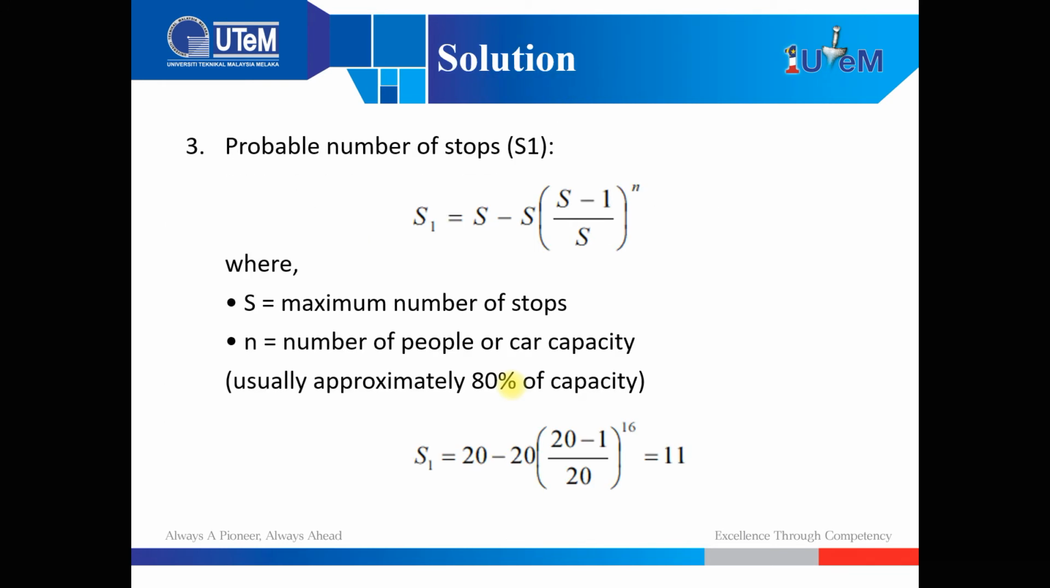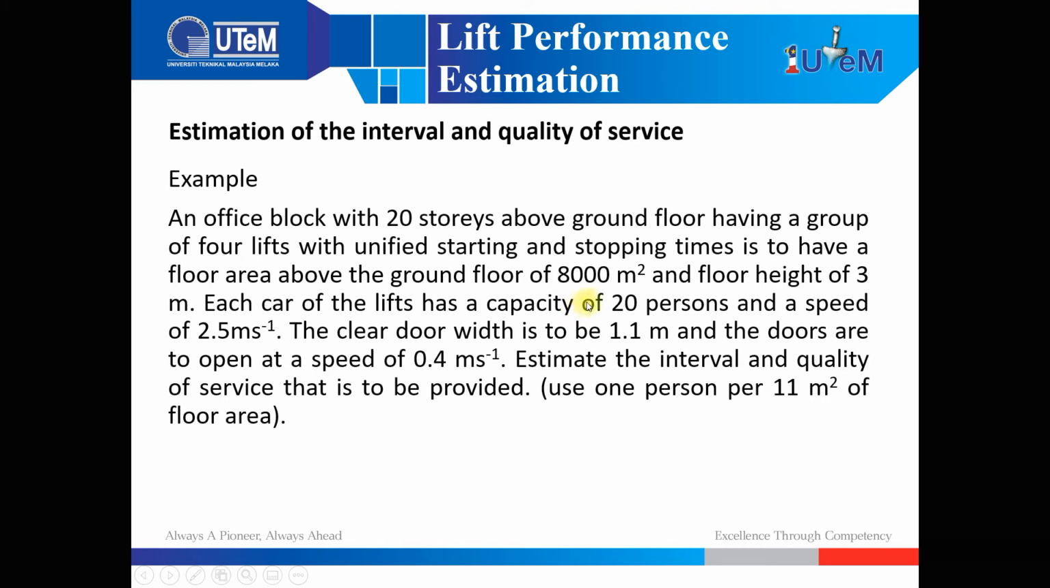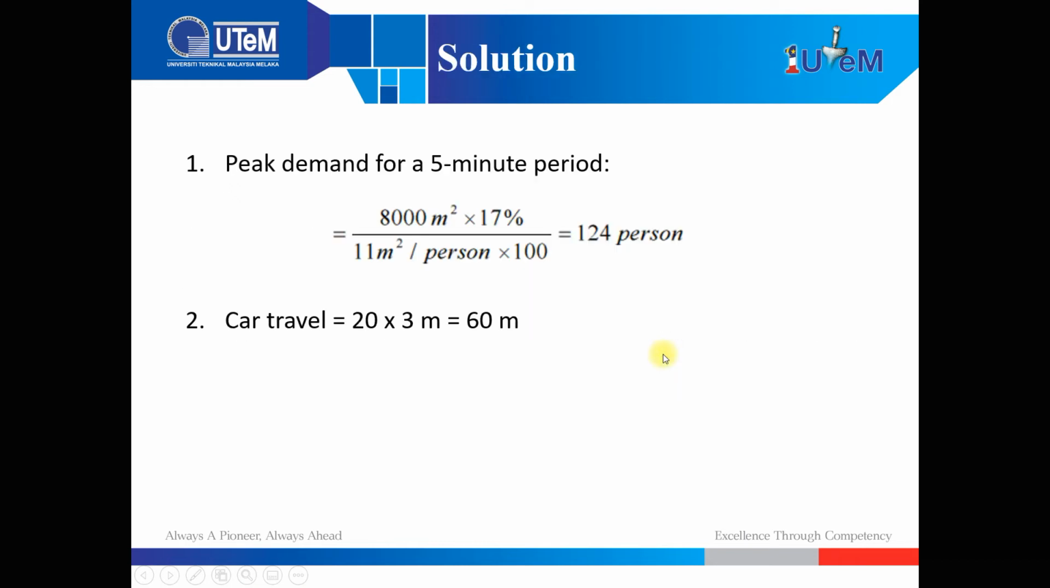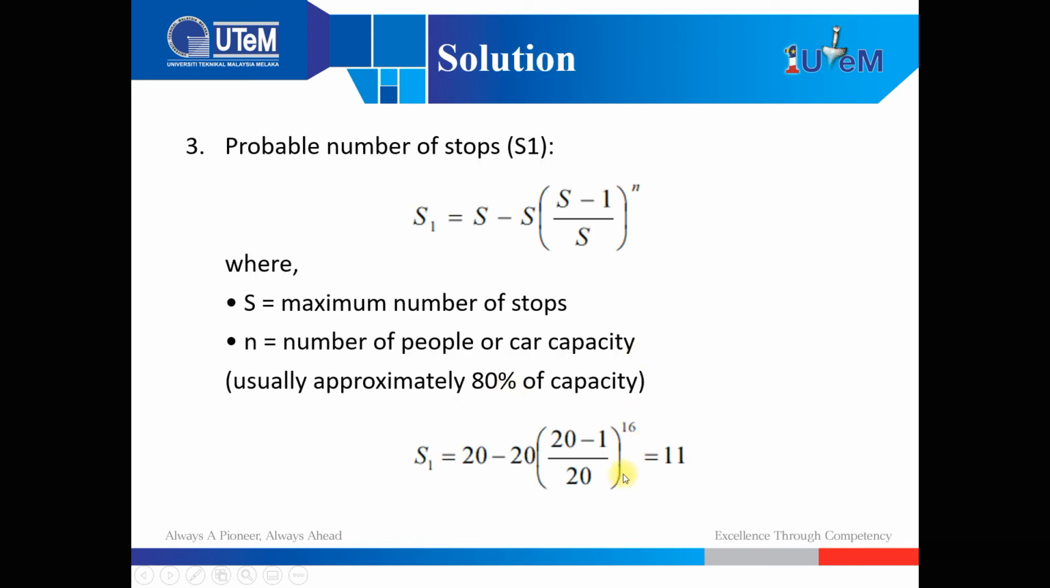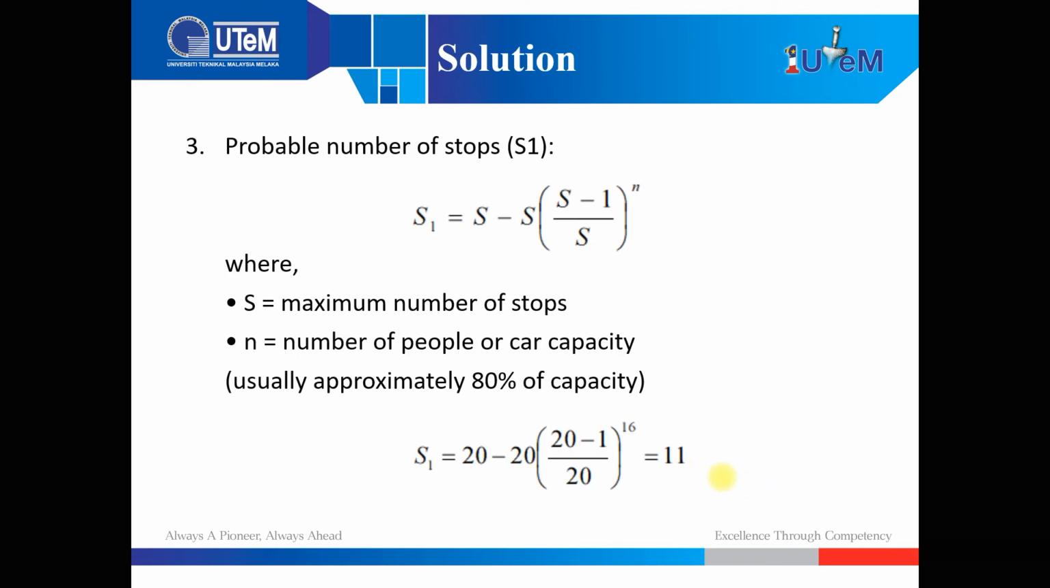And then the probable number of stop, macam soalan yang tadi, equation yang sama. S is the maximum number of stop is 20. And then N dia tak beri kat sini. Okay. Tetapi kita boleh ambil 80% of capacity. Usually approximately 80% of capacity daripada berapa tadi? 20%. Okay, the car has a capacity of 20%. So kita ambil 16. Jadi probable number of stop adalah 11. Okay. Dah ada 20 story, 20 tingkat, tapi number of stop 11. Okay.